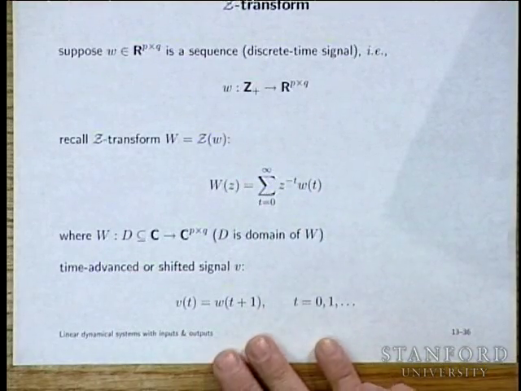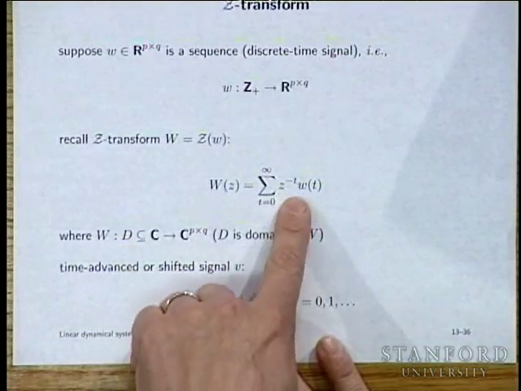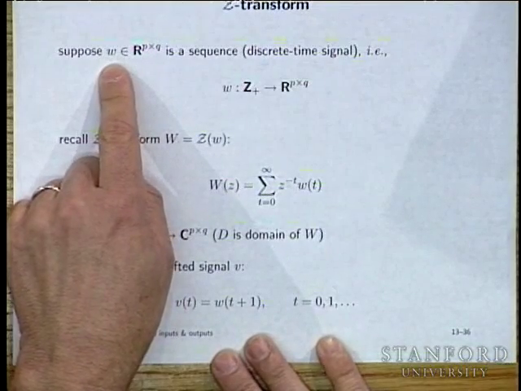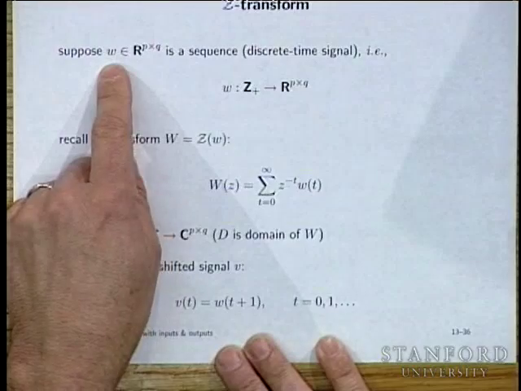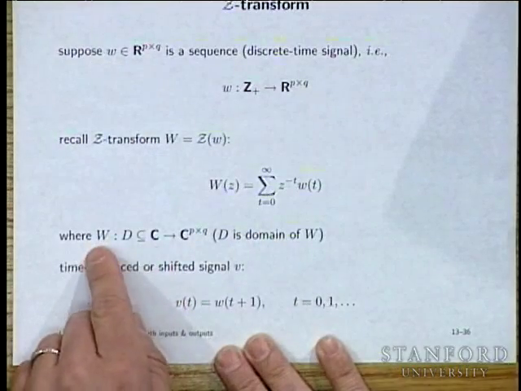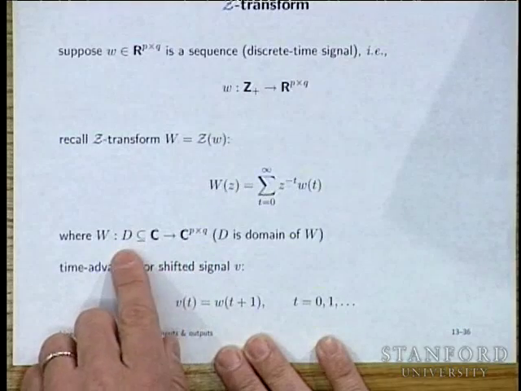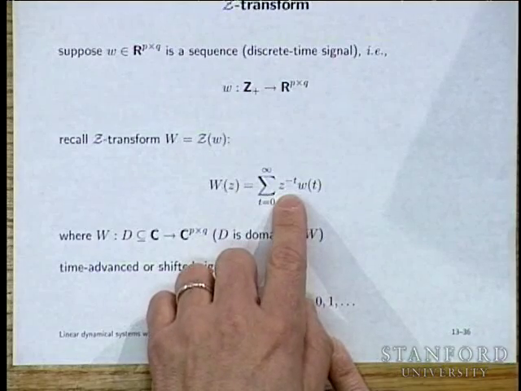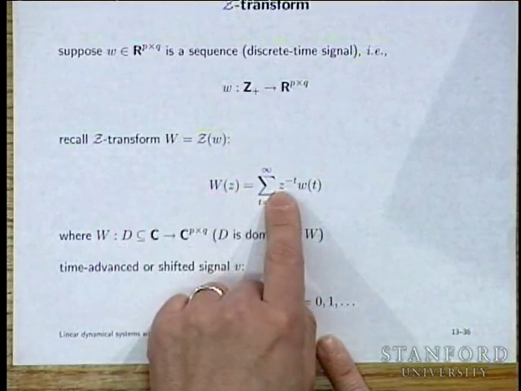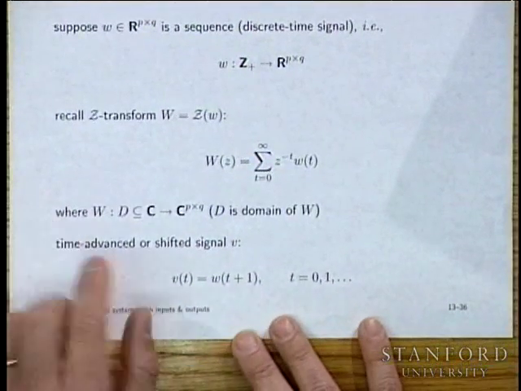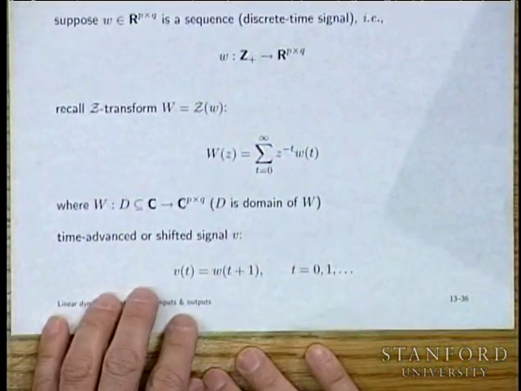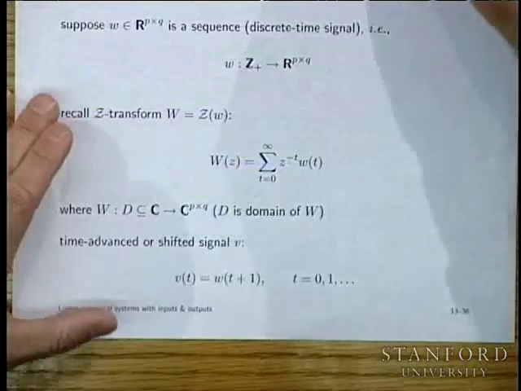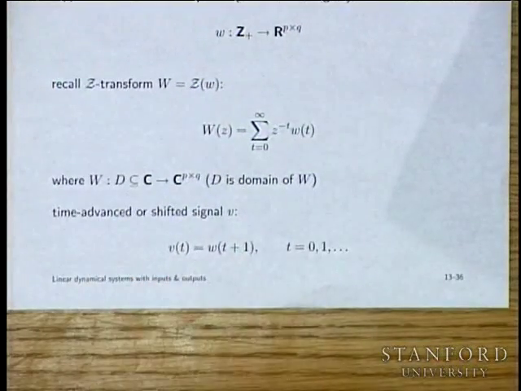This makes sense depending on how violently w diverges. If it diverges no faster than an exponential, then this is guaranteed to make sense for large enough complex numbers z, because if z is large enough in magnitude, these terms are falling off quickly. You refer to this as the domain of w, and as with Laplace transforms, it's not a big deal. All that can happen there is things can get complicated.